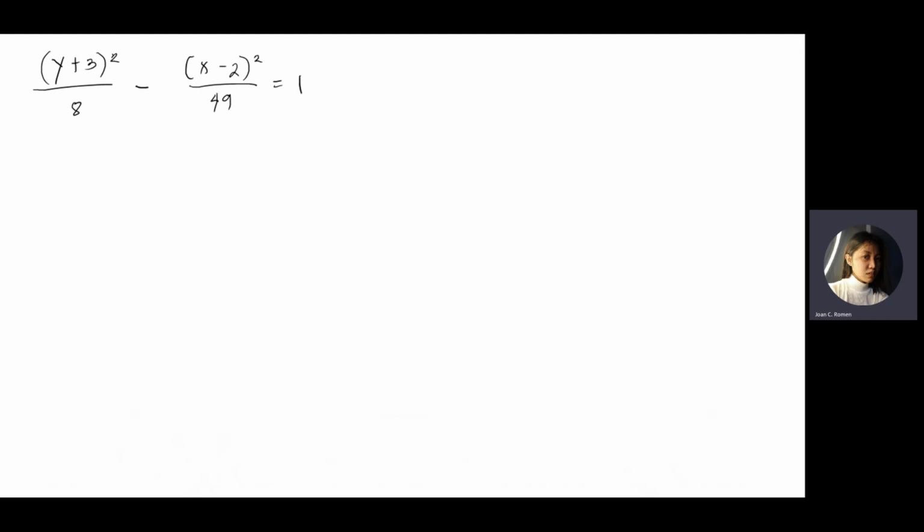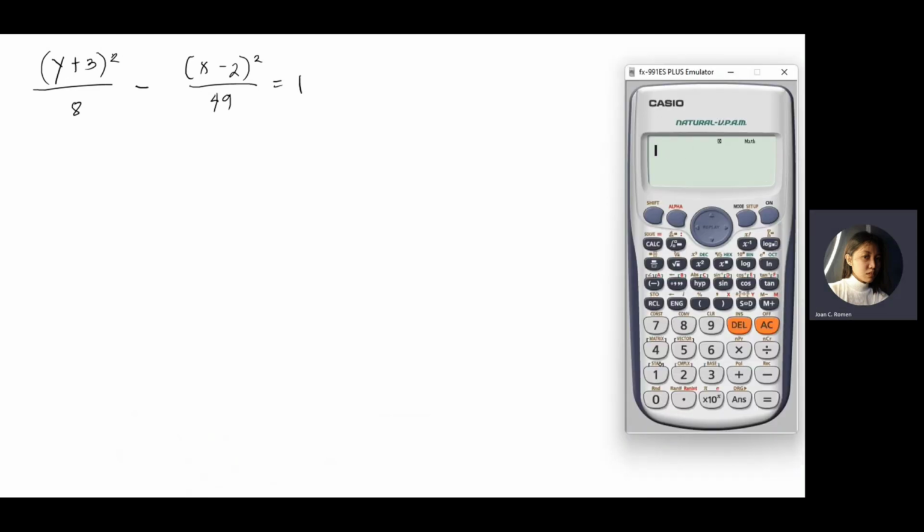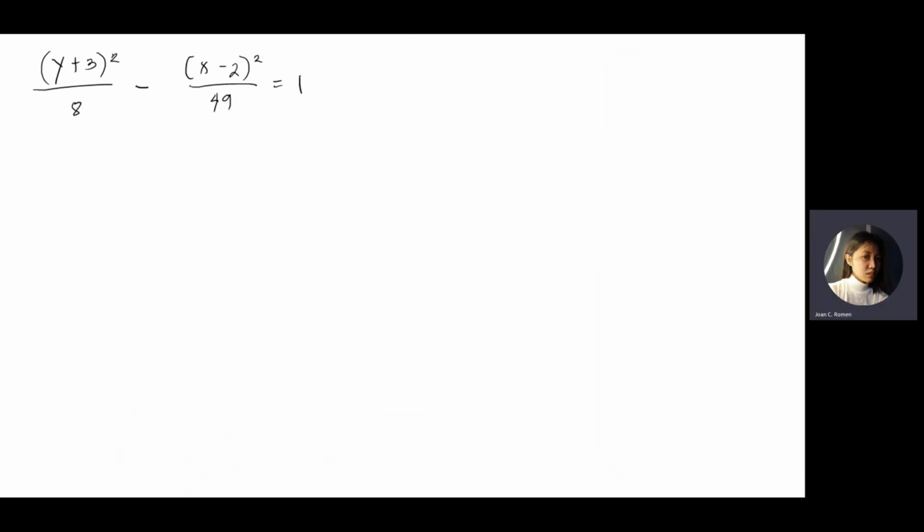So ngayon naman, itatransform natin siya into general form. Again, first step is kunin natin ang LCD. So what is the LCD? Meron bang common factor si 8 at si 49? Okay, so since walang common factor si 8 at si 49, para makuha natin ang LCD, just simply multiply 49 and 8. And that is 392.